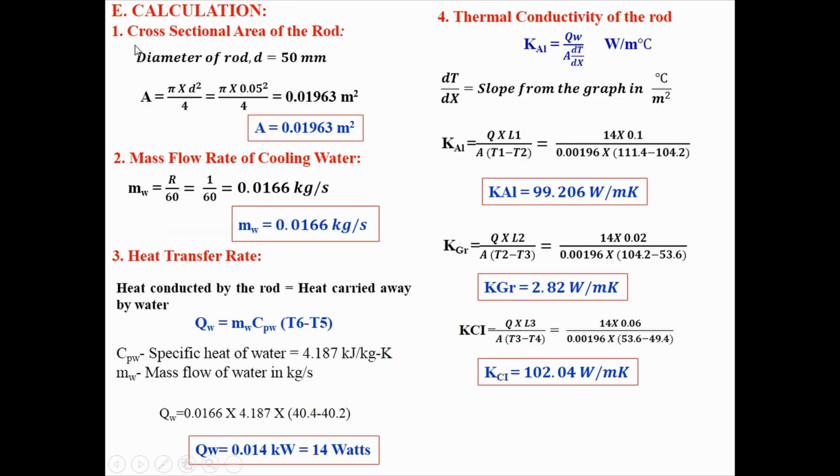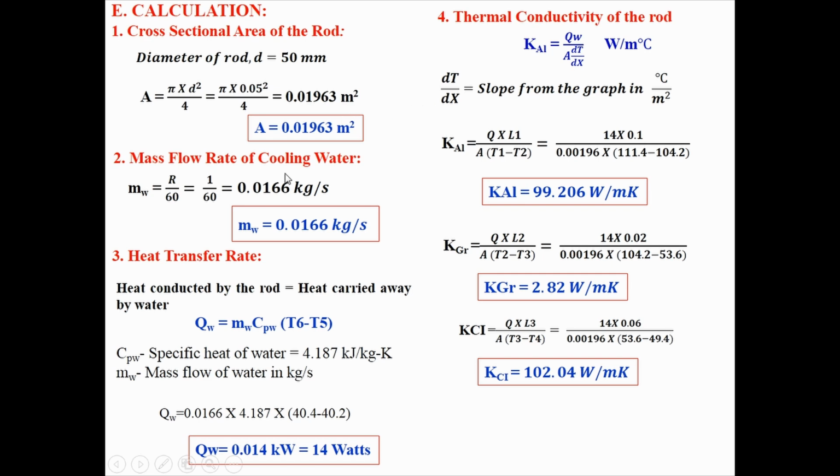Okay, the first parameter is the cross-sectional area of the rod. The diameter is given as 50 mm, right? With the help of this diameter, I can calculate the cross-sectional area. We have the formula that is pi by 4 into d square, right? Substitute and get the value of cross-sectional area as A is equal to 0.01963 meters square.